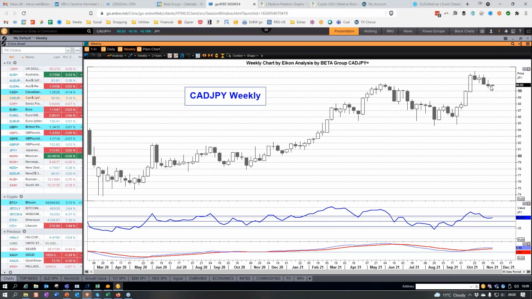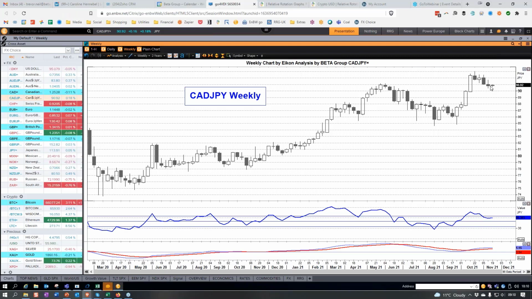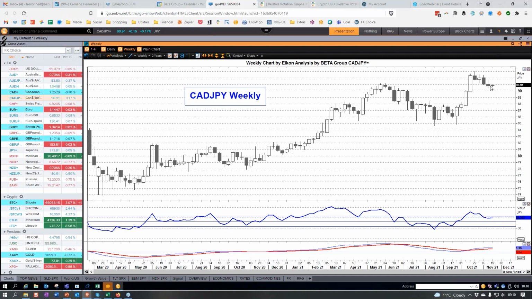And I'm watching very closely that the market may stabilize here and turn back up again, and the Canadian dollar start to move up against the yen, and that would go with the Canadian dollar US dollar story as well. So watch for a change in trend here.